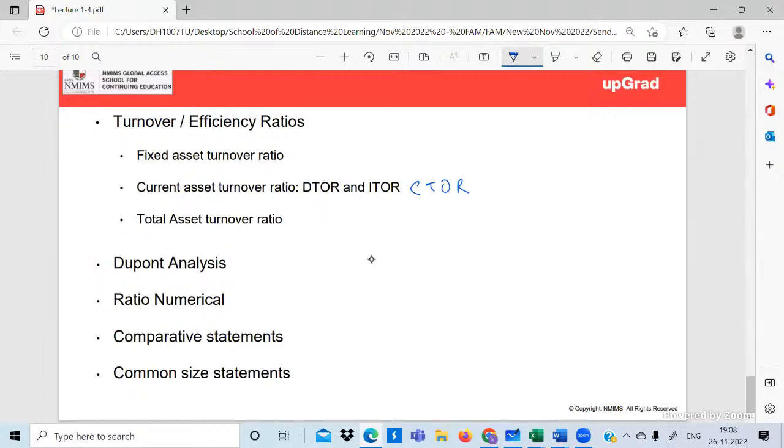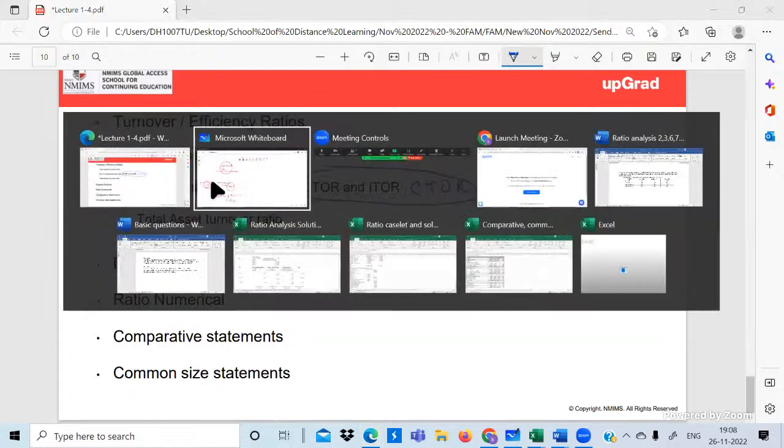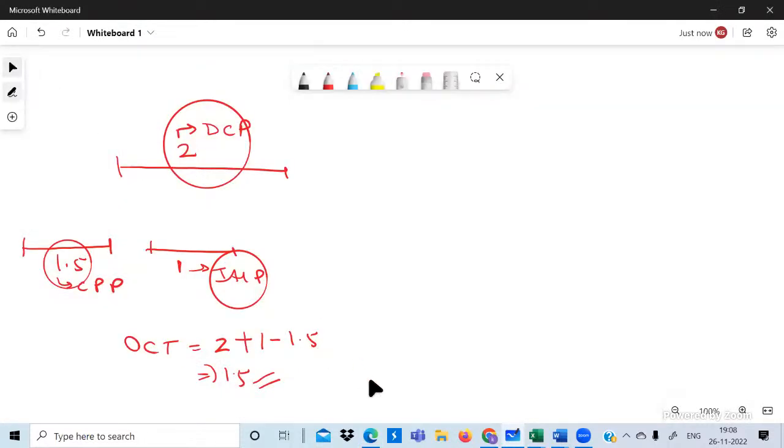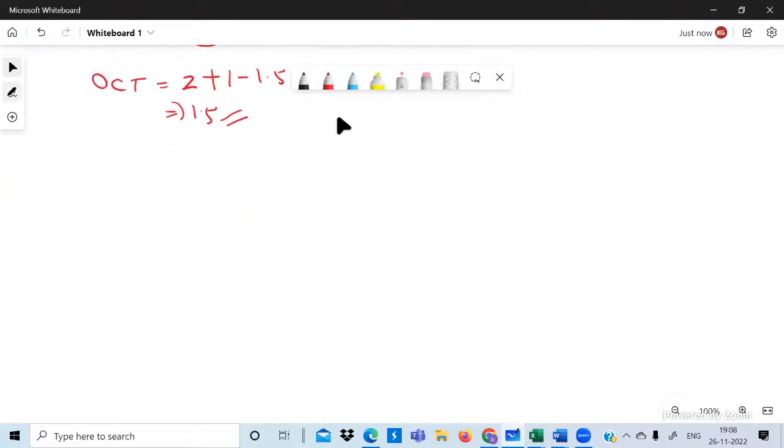So let's look at these 5 numbers. And when we're looking at debtors, inventory, and creditors turnover, we link it to debtors collection period, creditors payment period, and inventory holding period. Let's first look at fixed asset turnover ratio. When I'm looking at a fixed asset turnover ratio, it basically tells me what proportion of sales I'm generating with respect to the fixed assets that I have. So if I want to calculate my fixed asset turnover ratio, it is nothing but sales upon your fixed assets.